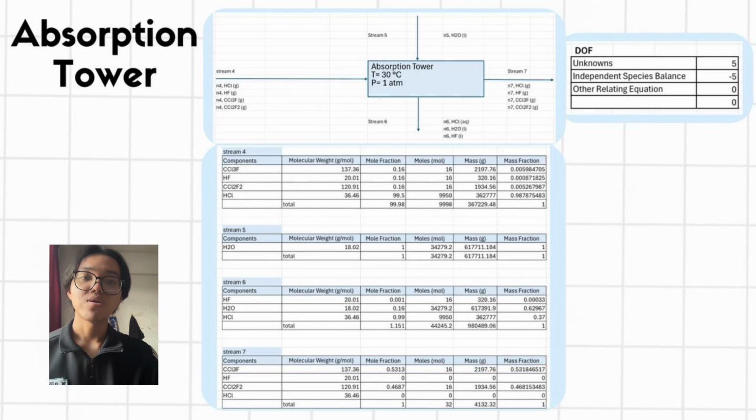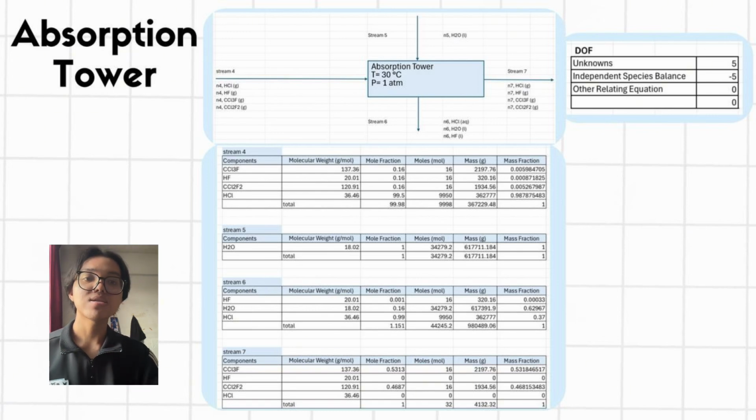Here we have our absorption tower, which is a key unit operation in our process. It operates at a temperature of 30 degrees Celsius and 1 atm pressure. The main goal of this unit is to remove acidic and reactive components such as HF and HCl from the gas mixture by using water as the absorbent. And then we could get our final product. Let's start by going through the process flow.